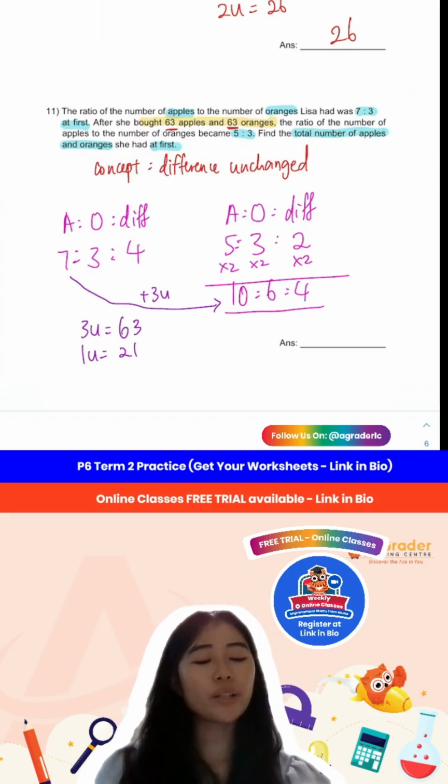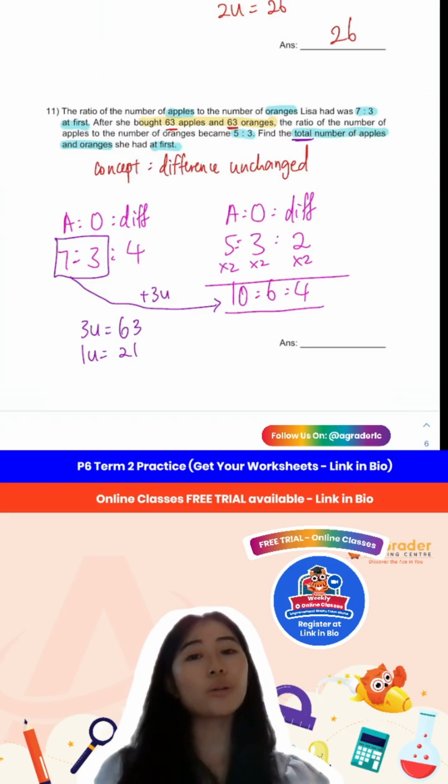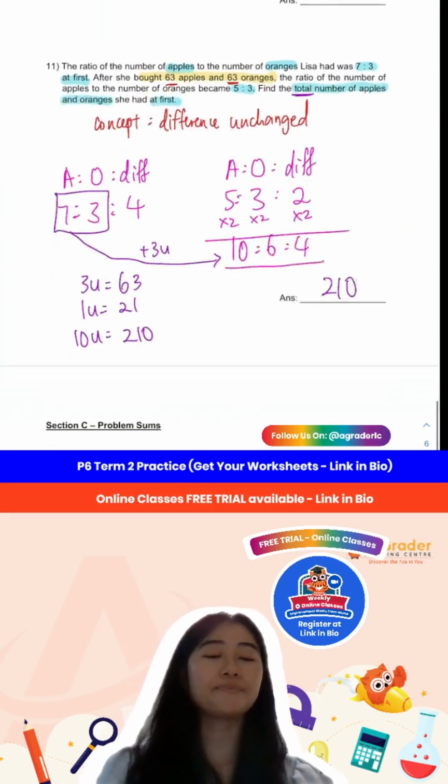And then you're supposed to find the total fruits at first. So at first, you have 7 units of apples, 3 units of oranges. So in total at first, there are 10 units. So 210 is the answer.